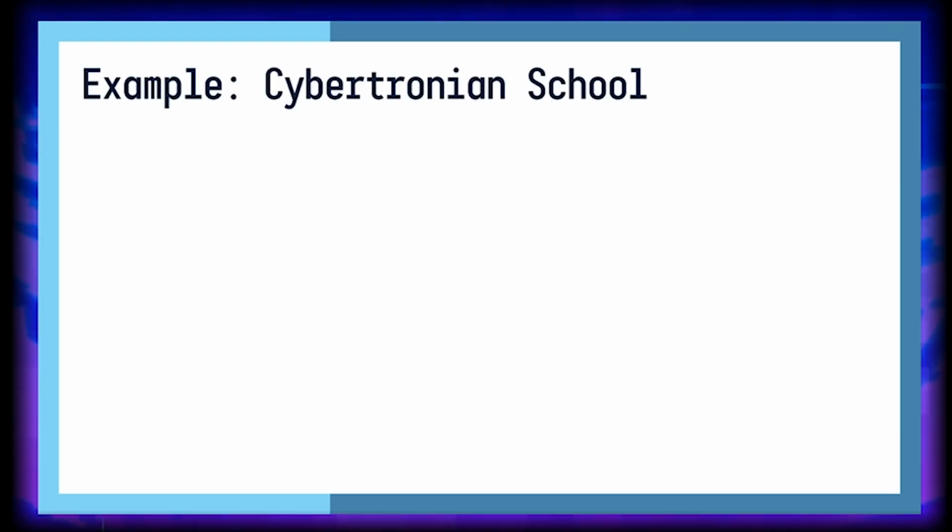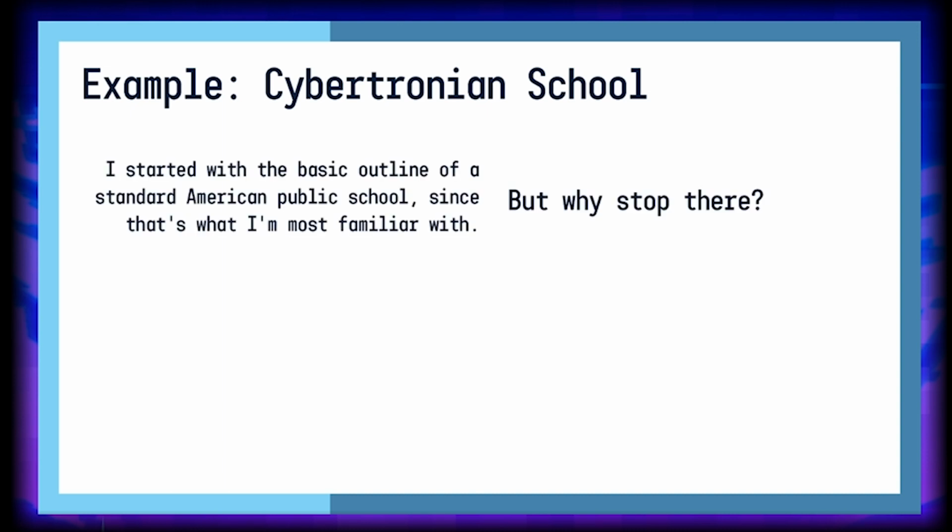So let's use a pretty general example. The kids in Reversal go to school, right? So sure, I started out with the basic outline of a standard American public school since that's what I'm most familiar with. It injects the sense of normalcy I was going for. But why stop there? As I mentioned before, the main group alone has a truck, a car, a helicopter, and a jet. And those aren't the only alts available.